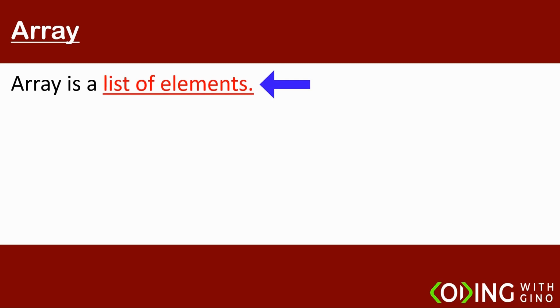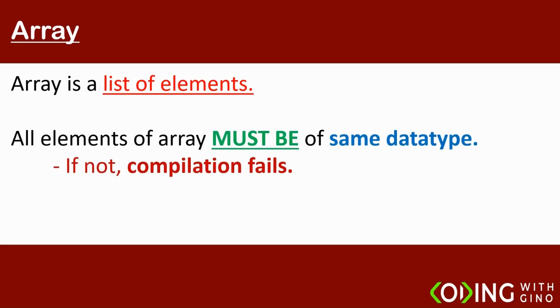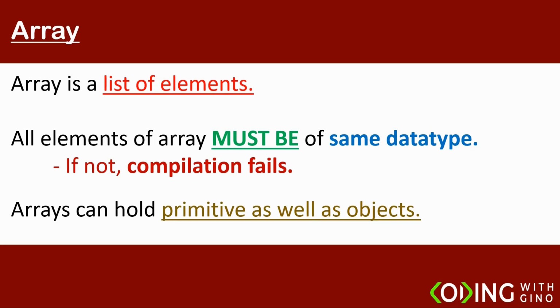However, there's one requirement for this. All elements of an array should be of the same data type, meaning if we try to store elements of different data types in an array, compilation fails. So, if we are storing 5 integer numbers, a better idea is to store them in an array instead of creating 5 different variables, okay? Also, just like variables, arrays can be used to store primitive data as well as objects, meaning non-primitive data.